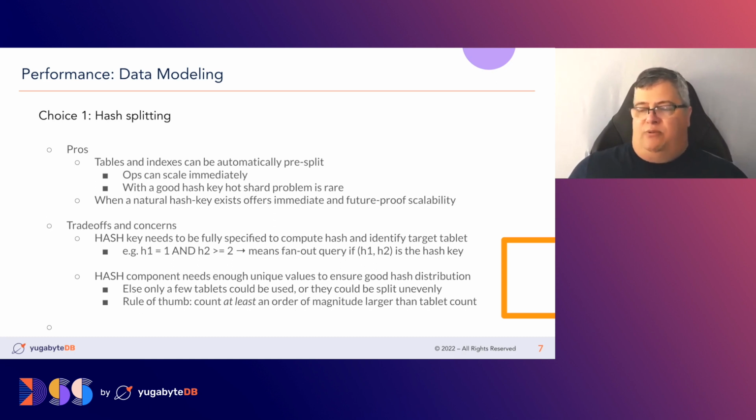So rule of thumb, you want to have the count be at least an order of magnitude larger than the tablet count. So if I have 50 values, then that only really gives me something on the order of 5 tablets. It works better when you actually have something like 500 or 5,000 values.